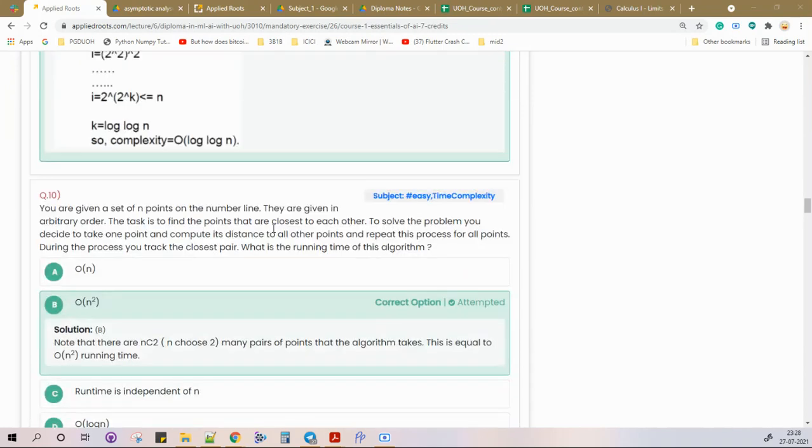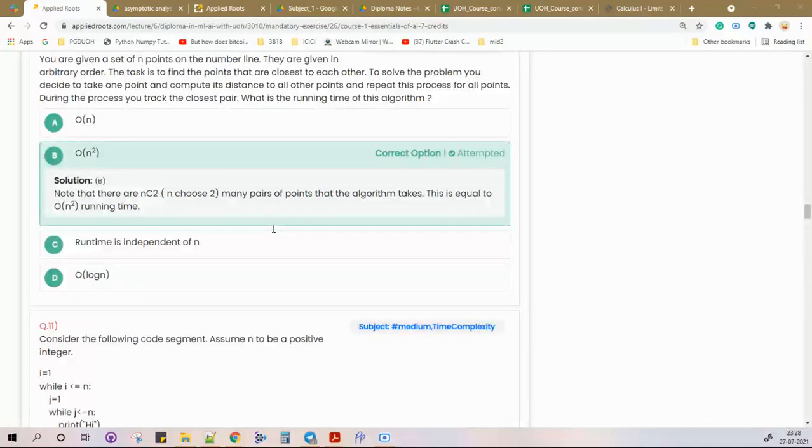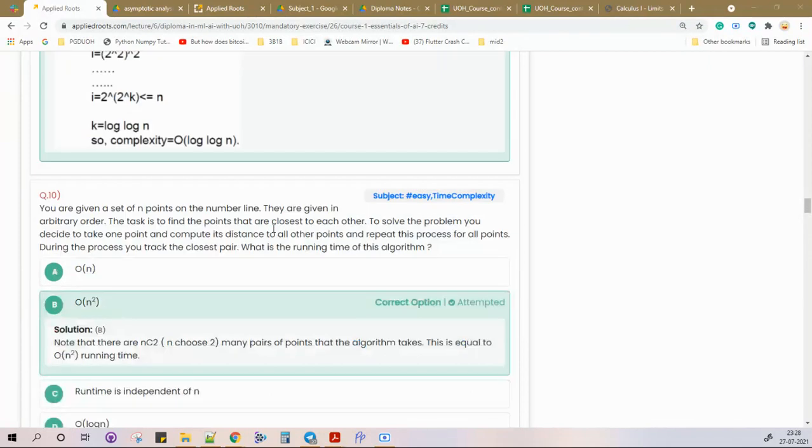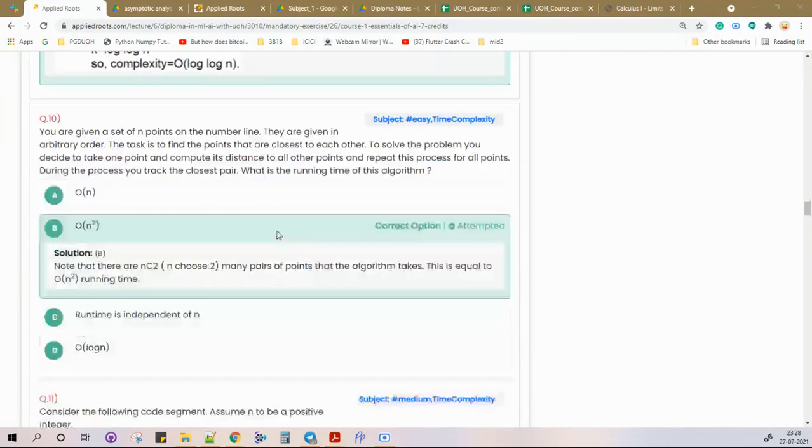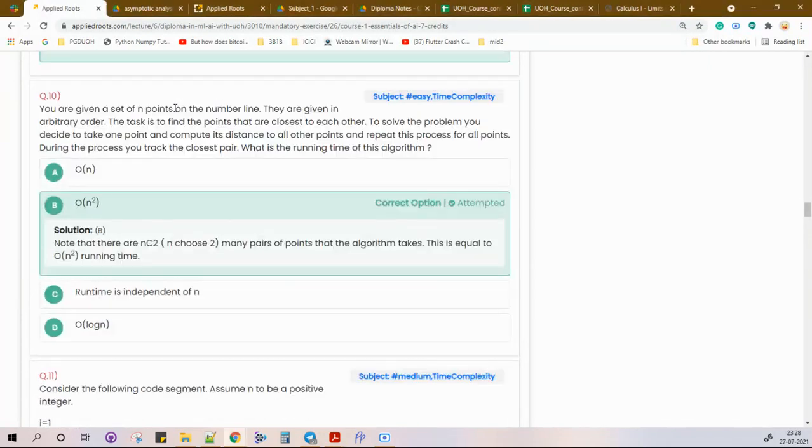Okay, question number 10. I will just take some more 5 or 10 minutes. You are given a set of n points on the number line. They are given in arbitrary order. The task is to find the points that are closest to each other, right? To solve this problem, you decide to take one point and compute its distance to all other points. Repeat this process for all points. During this process, you take the closest pair. What is the running time of this algorithm?